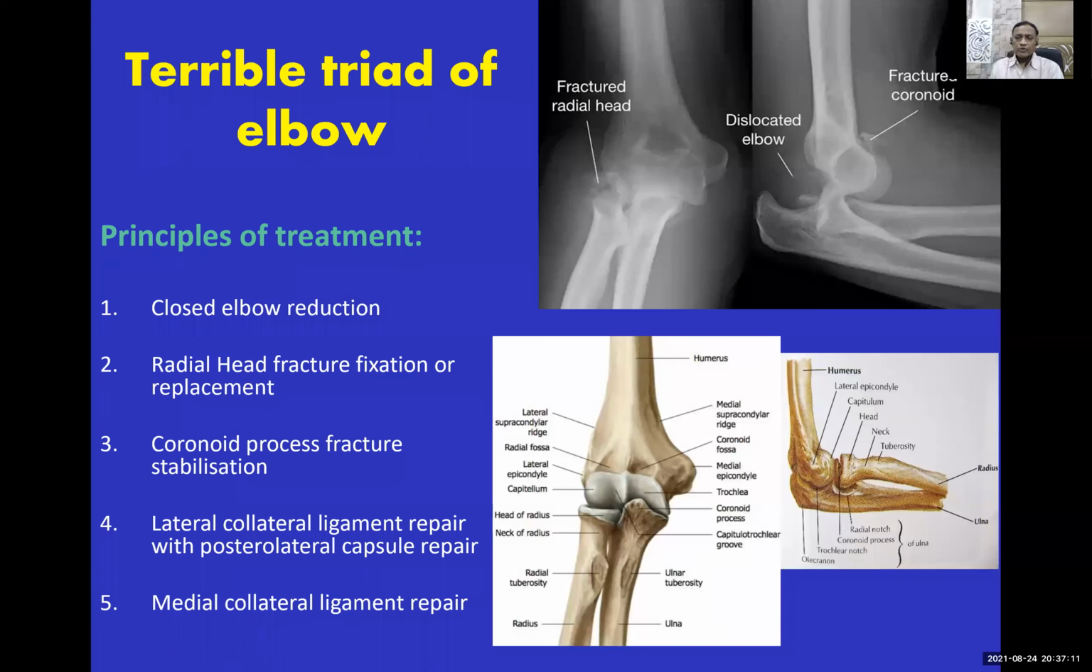And also, the lateral collateral ligament should be repaired, and also posterolateral capsular repair. Medial collateral ligament, if it is injured, one can repair it, but even if you don't do it, the results are good.